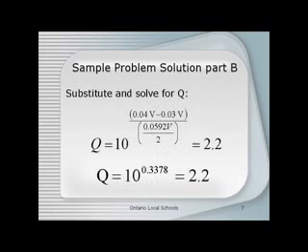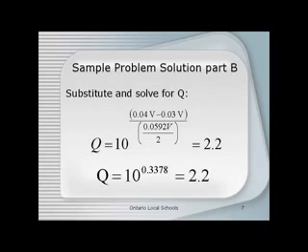We're going to substitute our numbers into our equation and make it a working equation here. So 10 raised to the quantity of, in parentheses, 0.04 volts minus 0.03 volts divided by the expression 0.0592 volts divided by 2 is equal to 2.2. And I want to show you, just as we simplified that, Q is equal to 10 raised to 0.3378, and that gives us our value of Q of 2.2.